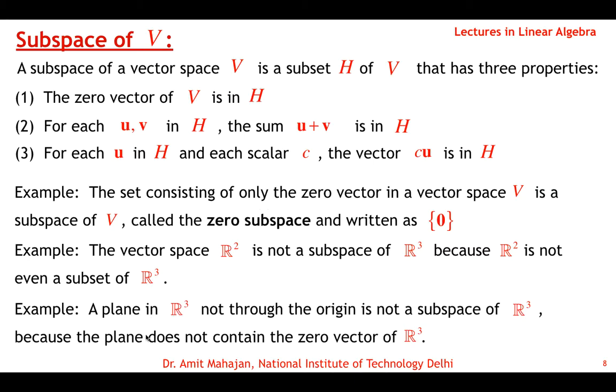A plane in R3 not through the origin is not a subspace of R3, because the zero vector has to be there, and the plane does not contain the zero vector of R3. So if you are given a plane in R3 which is not passing through the origin, then that will not be a subspace of R3. Similarly, a line which does not pass through the origin will not be a subspace of R3. Or a line in R2 not passing through the origin will not be a subspace of R2, and so on.